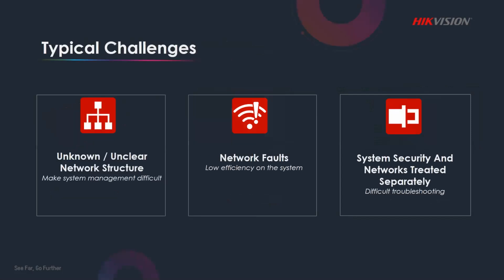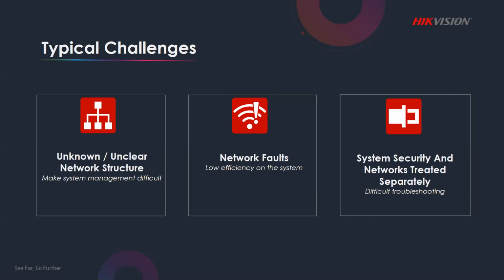Typical challenges of a standard network: there are a few that are quite common. Probably the most common is an unknown or unclear network structure. If you have a network that you have not administered or created to start with, you may not know how it's laid out, its topology, or the way the system is working, which can be problematic, especially when fault finding and managing the system. Network faults move on from that. If you have issues with the network and you don't know its layout, it's very hard to recognize or find areas of low bandwidth, bottlenecking, that kind of thing.